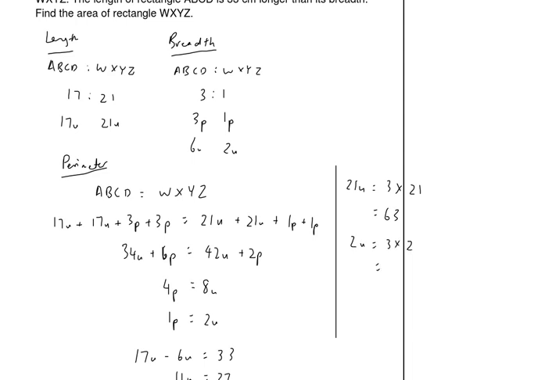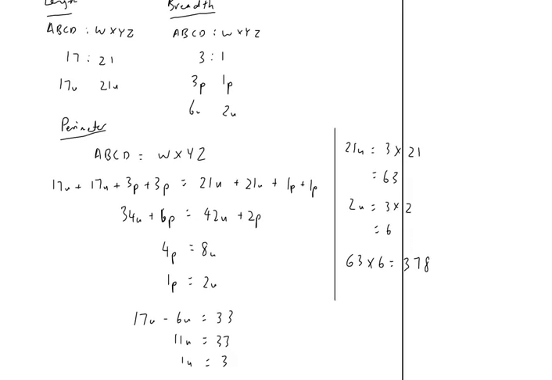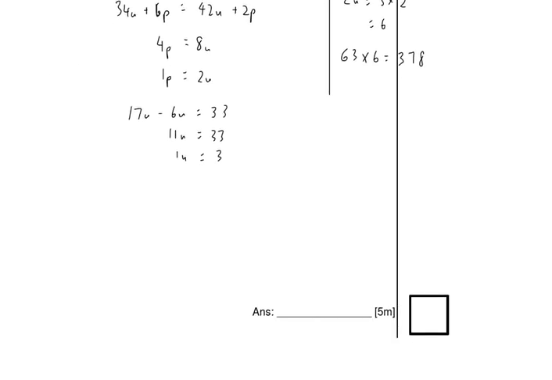To find the area, what is the last step, Leroy? 63 times 6, which is equals to 378. So the answer is 378 cm squared.